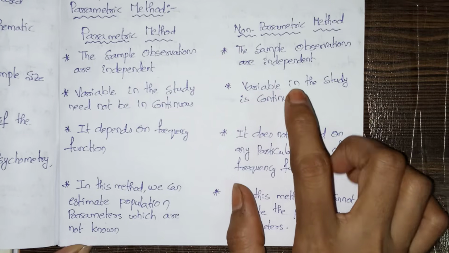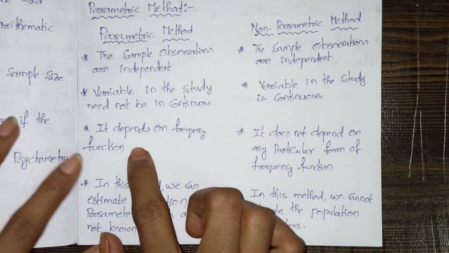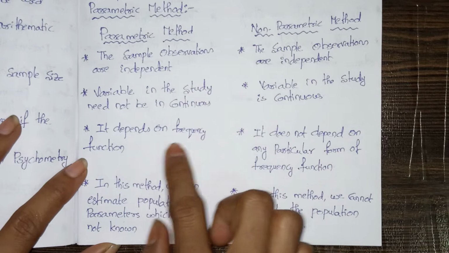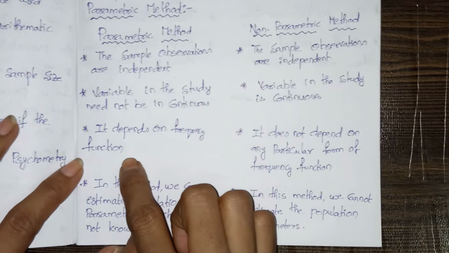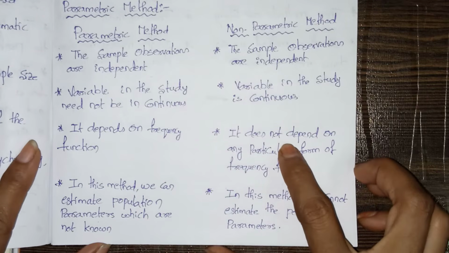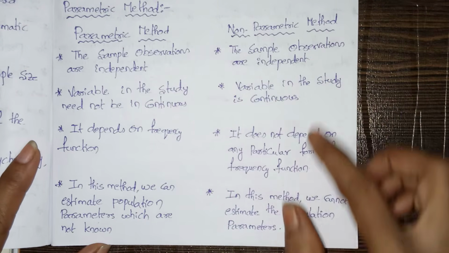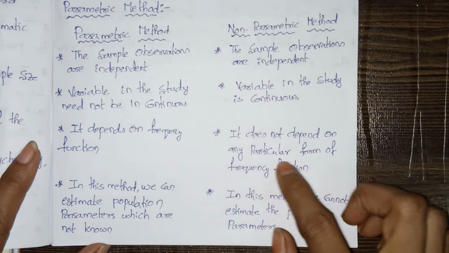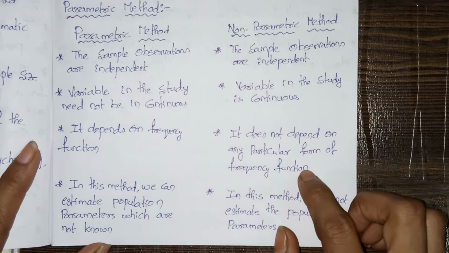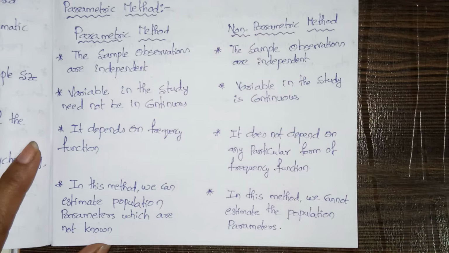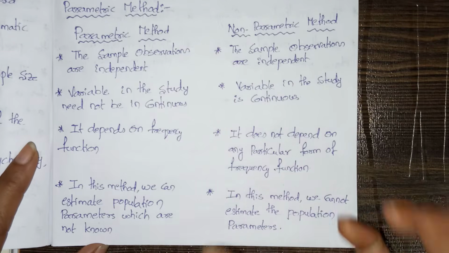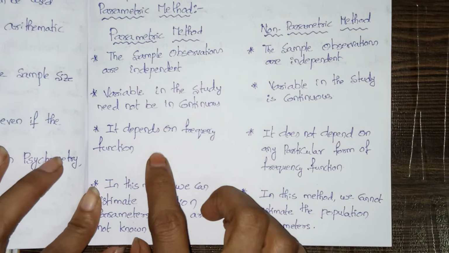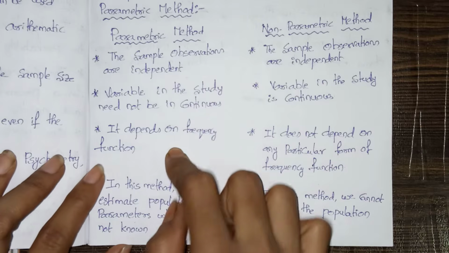The next, third point in the parametric method, it depends on a frequency function. Third point in the non-parametric method, it does not depend on any particular form of frequency function. So there won't be any particular function, there won't be any particular range. According to the situation we can describe the range. But here it depends on the frequency function.